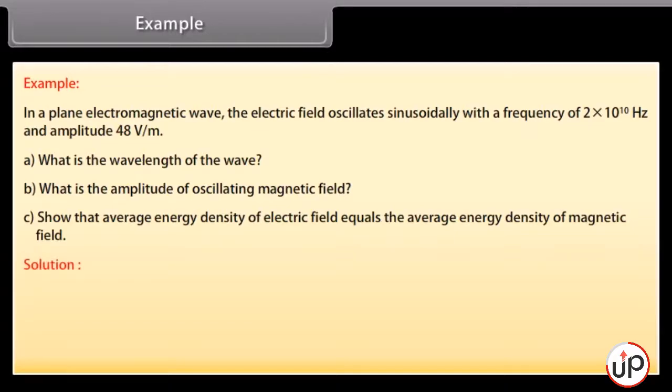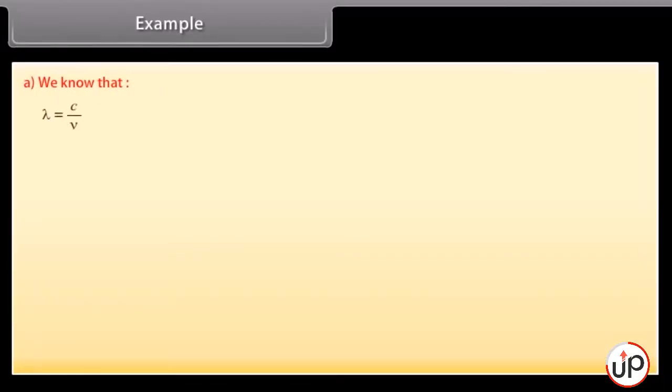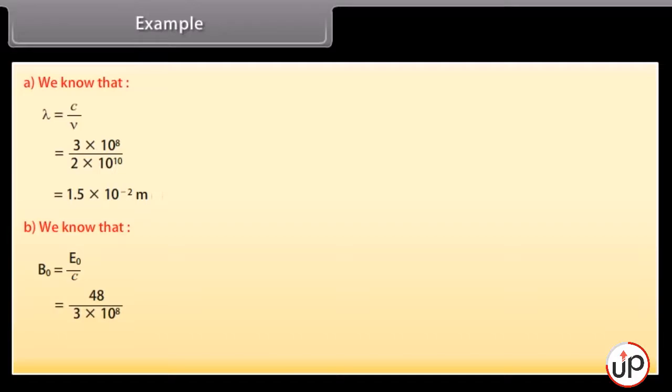Let's see the solution. Given values are nu, which is equal to 2 × 10^10 Hz, E naught equals 48 volt per meter. We know that lambda is equal to c upon nu. By putting in and calculating the values, we get the wavelength of the wave, which is equal to 1.5 × 10^-2 meter. We know that B naught is equal to E naught upon c. By putting in and calculating the values, we get the amplitude of the magnetic field, which is equal to 1.6 × 10^-7 Tesla.